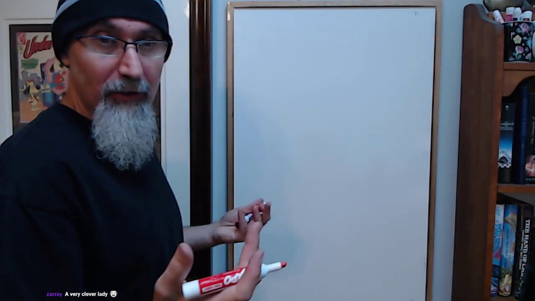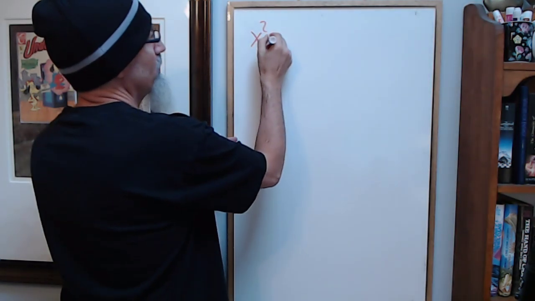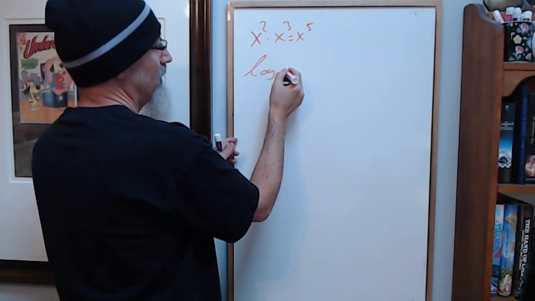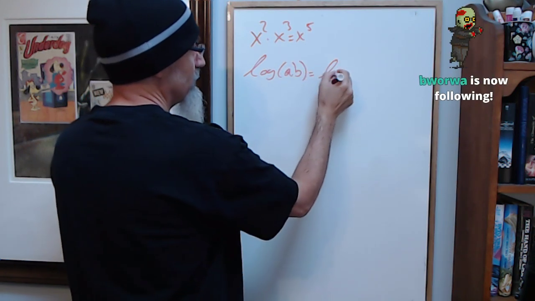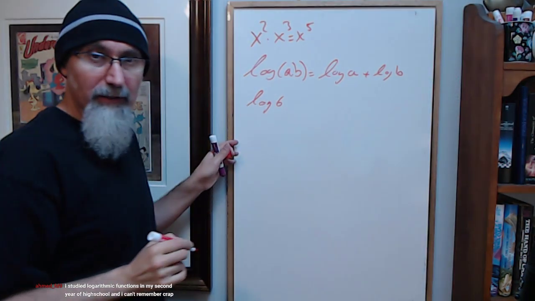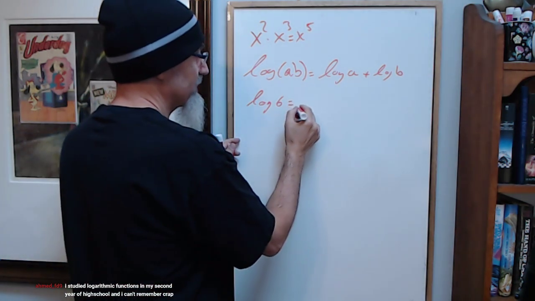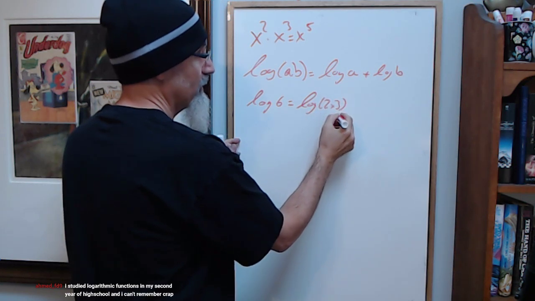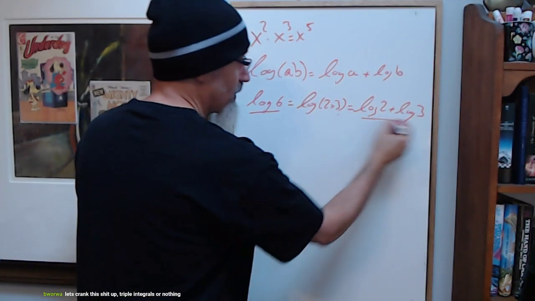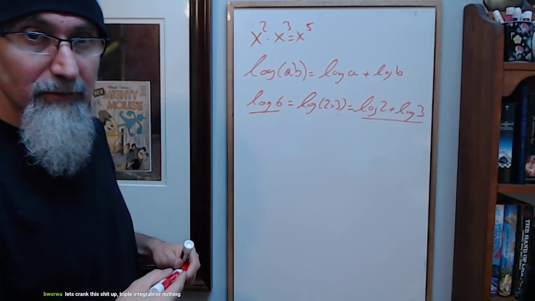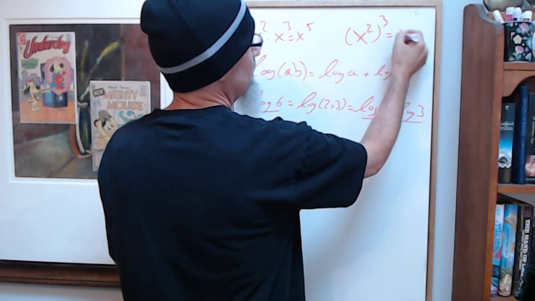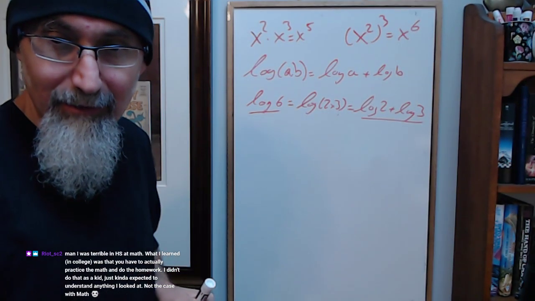So take a look at this. Some of the log rules. It's just like exponential rules here. X squared times x cubed is equal to x to the 5, right? Logarithmic rules. Log AB is equal to log A plus log B. So if we had log of 6, we can write log of 6 as log 2 times 3. And according to our law, it says log 2 plus log 3. So log 6 is log 2 plus log 3. Oh, that's cool. Right? X squared to the power of 3 is equal to x to the power of 6. Oh, look at that.